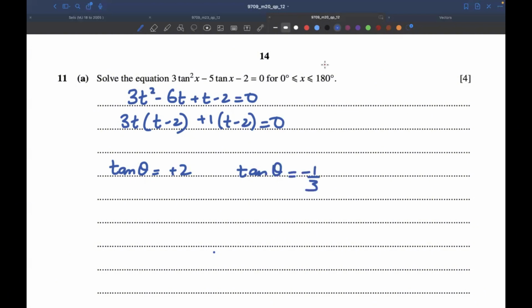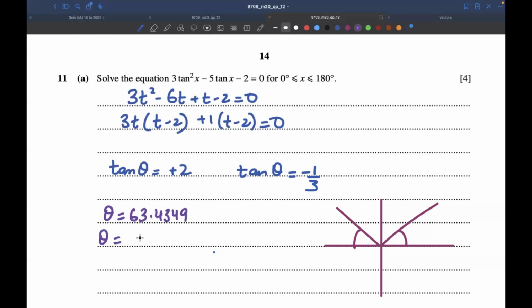Now once we have this, we have to find the values of theta between 0 and 180. Now we will make the four quadrants and we know that tan is positive in the first quadrant and it's negative in the second quadrant. So first taking the positive value of tan, we'll find tan inverse of 2. So taking tan inverse of 2, in this case, theta will be 63.4349. So this angle will be equal to 63.4 degrees.